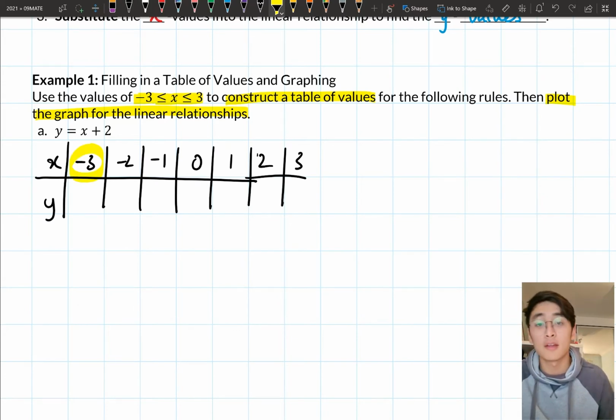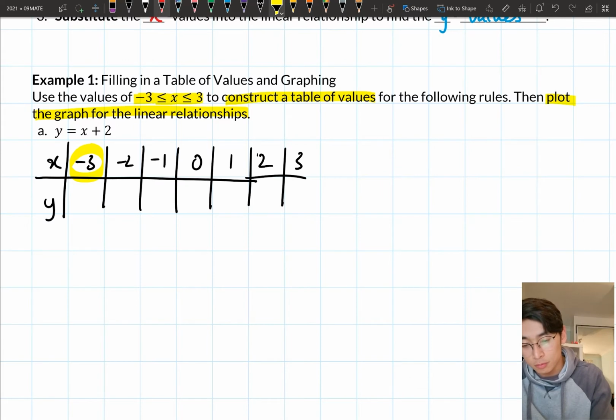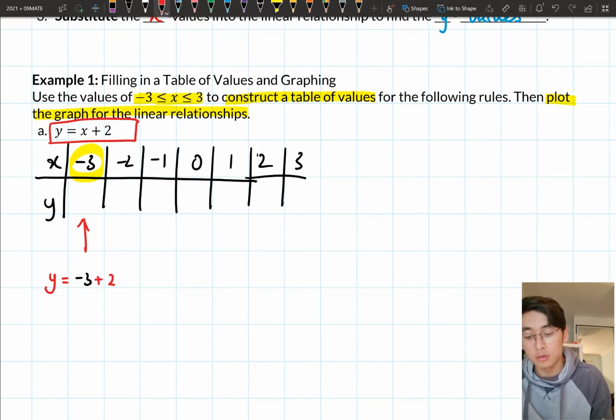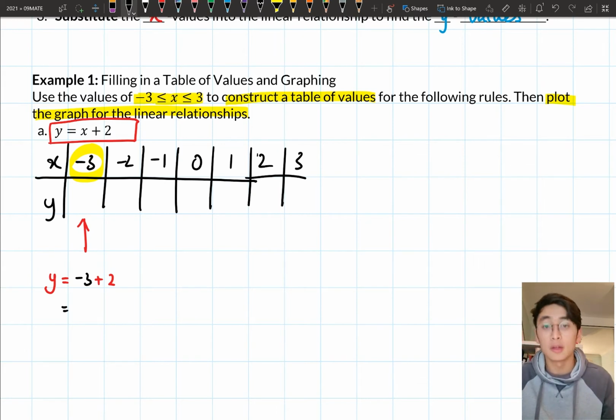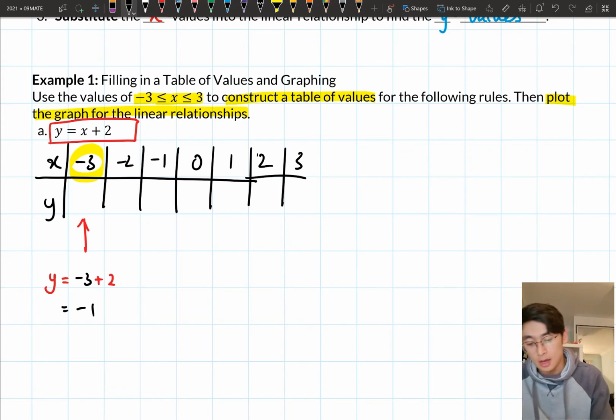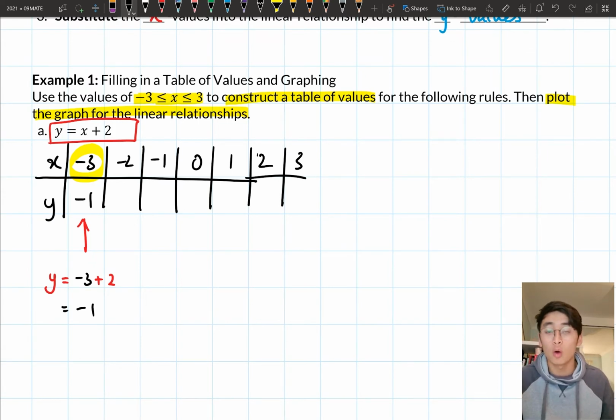So I'm going to start off with -3. So here, this is my rule. y is equal to x plus 2. So for this particular box, I'm going to write y is equal to, replacing x with -3, plus 2. And when I do -3 plus 2, we can check that with the calculator if we want, but this will give me -1. And so here I'm going to have -1.